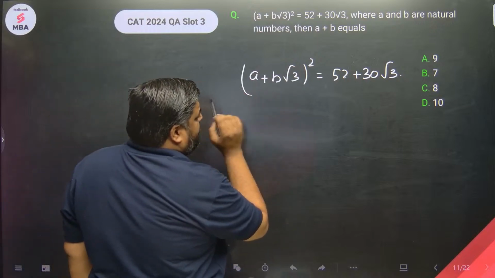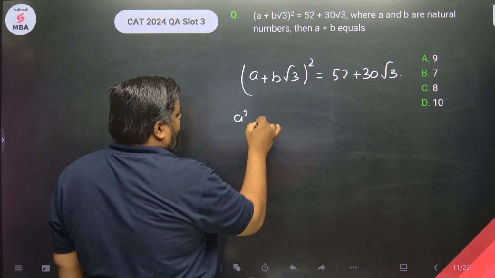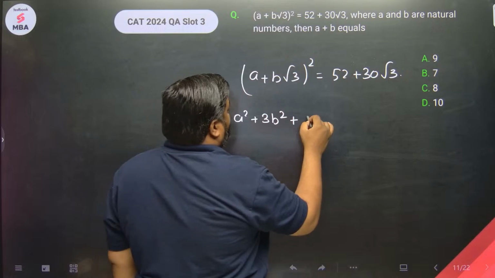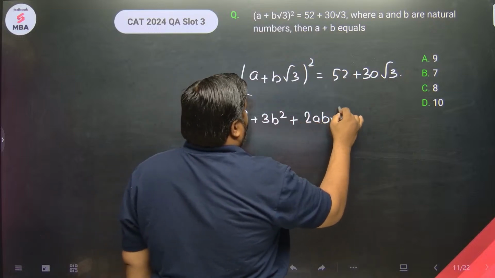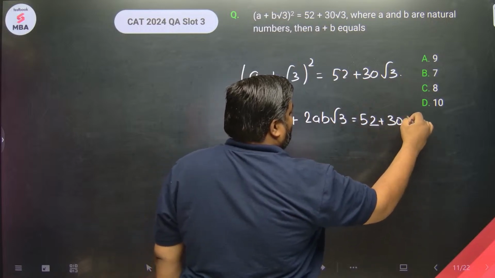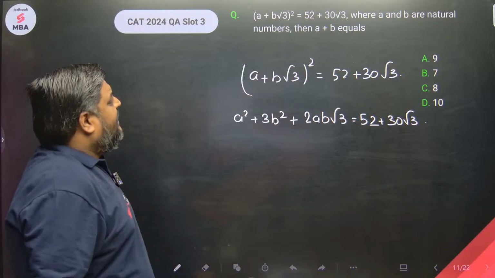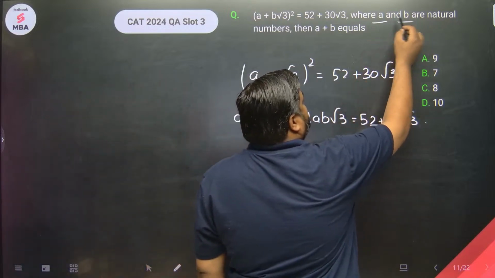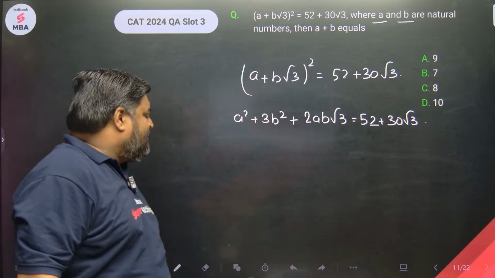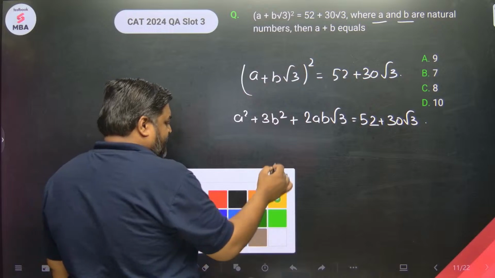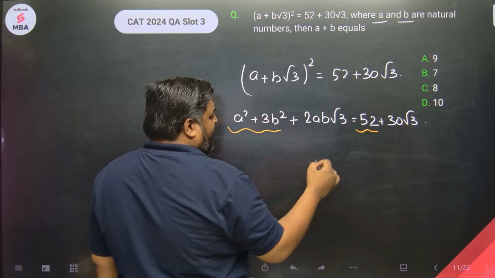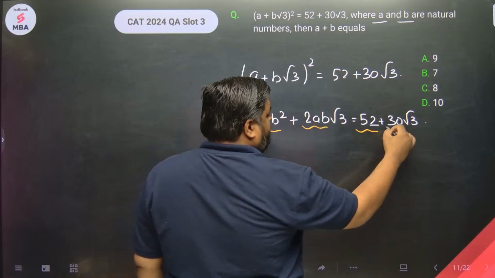Open करते हैं bracket. This is a square plus 3b square plus 2ab root 3, equal to 52 plus 30 root 3. This is what we have. A and B are natural numbers. So when we compare left hand side and right hand side, क्या मिल रहा है गोलू? This would be the constant part, right? And 2ab would be equal to 30.